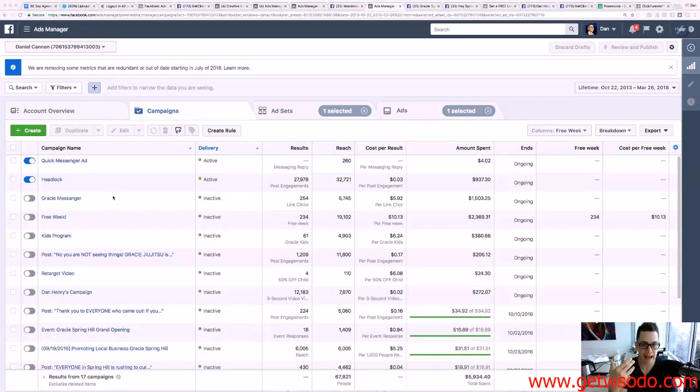When you run an ad, even if it's a good ad, it will have a shelf life, right? Now, the more creative you get, the longer the ad lasts. The less creative you get, the shorter it lasts. That's a general rule. But everything runs its course.